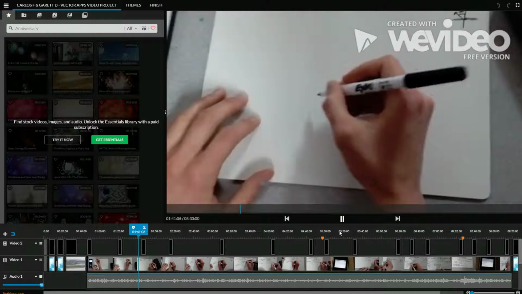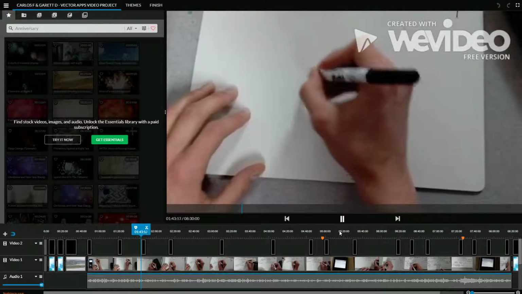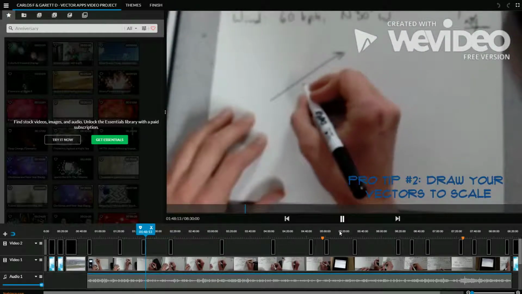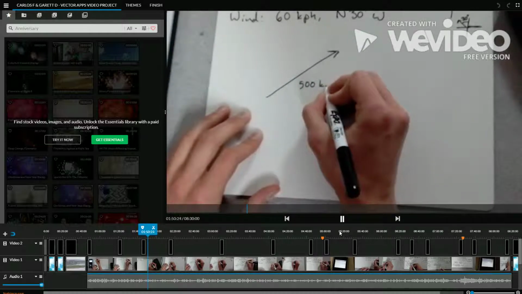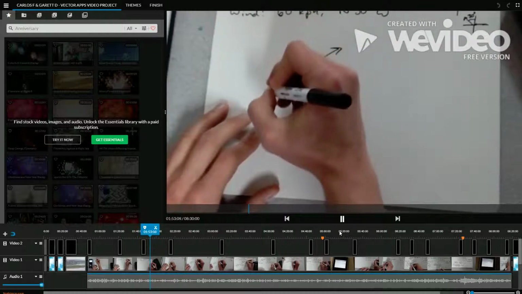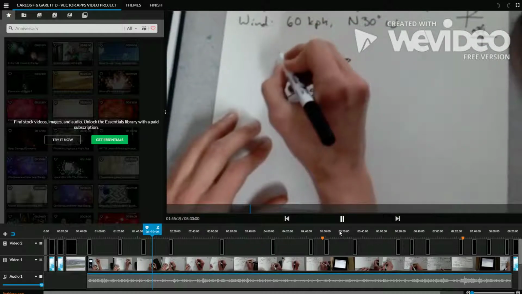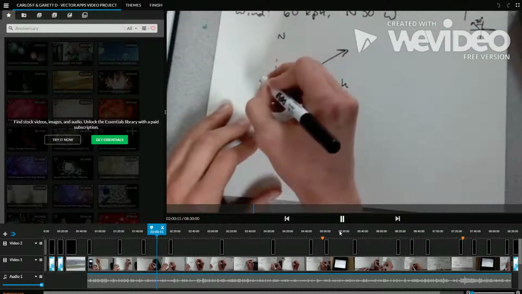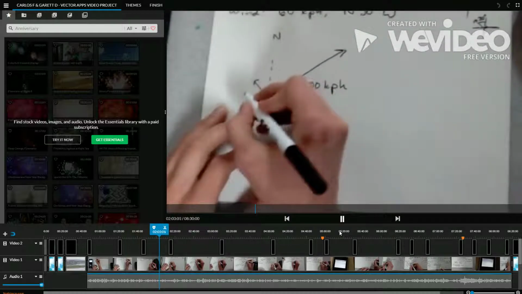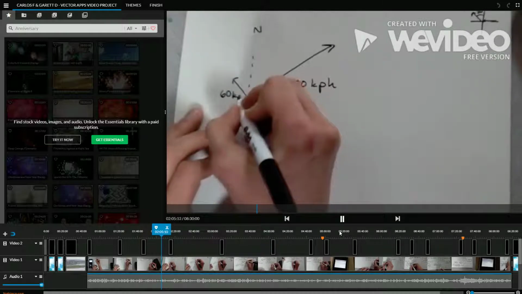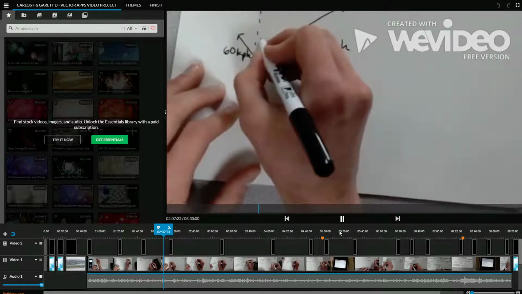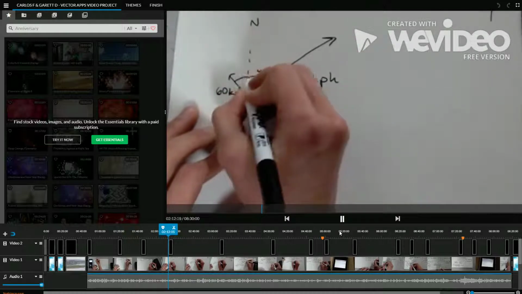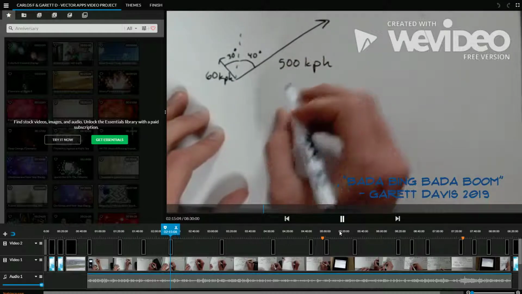Now I'm going to combine these two vectors, and I'm going to start with the airplane. I'm going to make it relatively long. I'll label it as 500 kilometers per hour and show that that's due north. And then I'll combine it with the wind, which is relatively small, at 60 kilometers per hour. Label the angles, 40 degrees and 30 degrees. Okay.